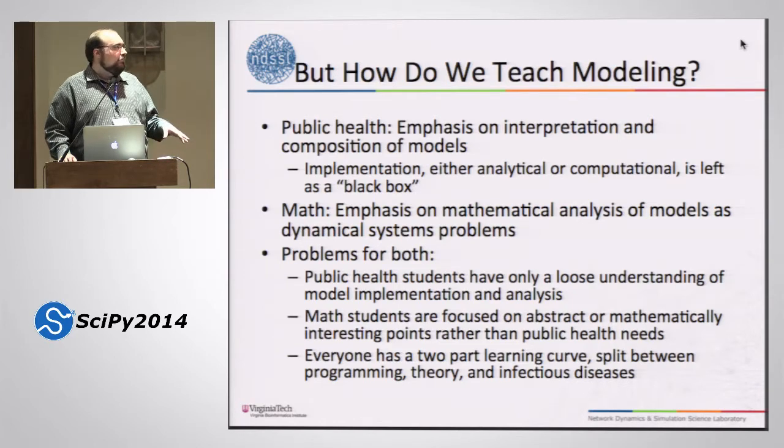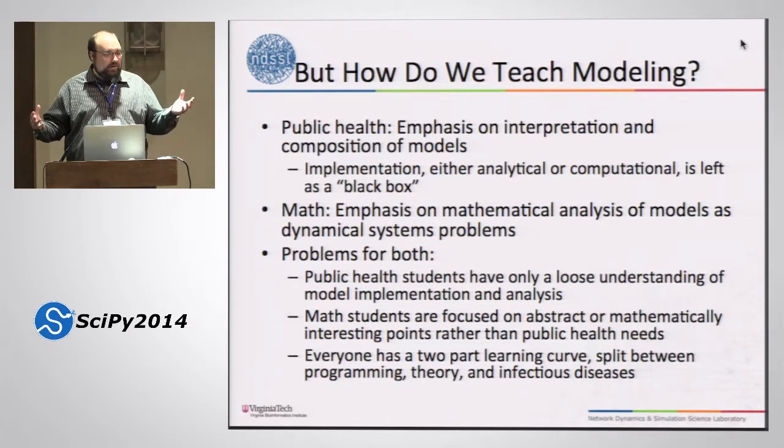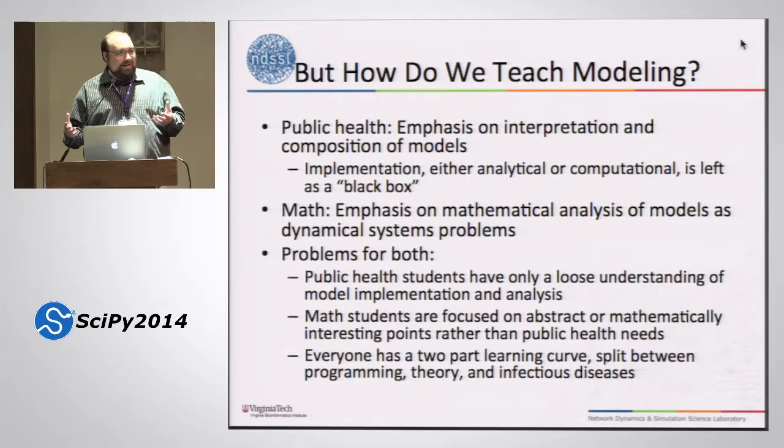dynamical systems problem. This creates a constellation of issues for everybody. The public health students have only a loose idea of what it takes to actually build a model, so they will often come up with extremely complicated models that are a nightmare to implement, or even if they have an idea for a model, they have no idea how to get started. Math students, on the other hand, tend to be focused on abstract or mathematically interesting points that may not have any bearing on public health.